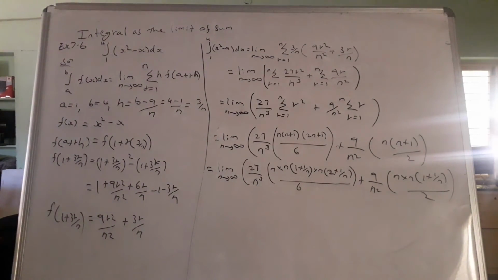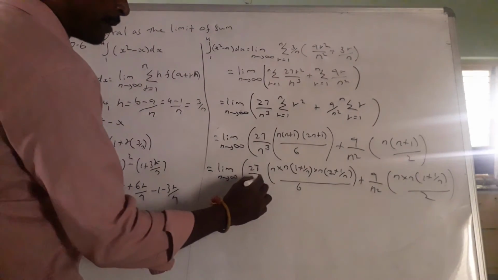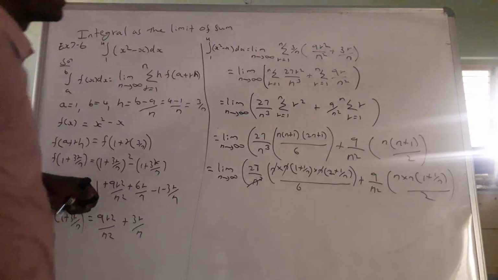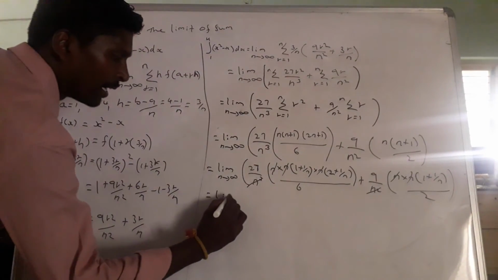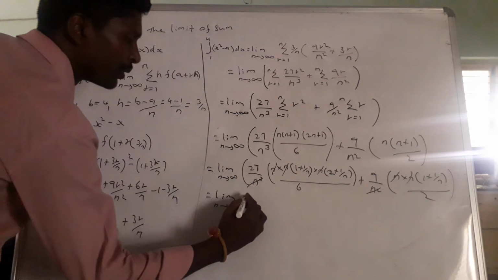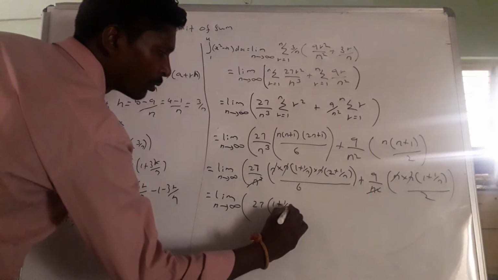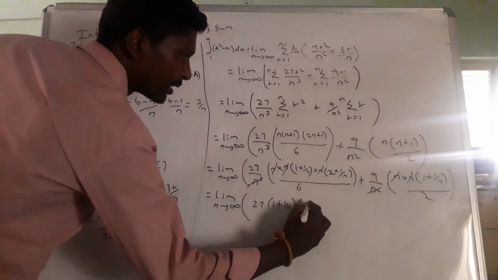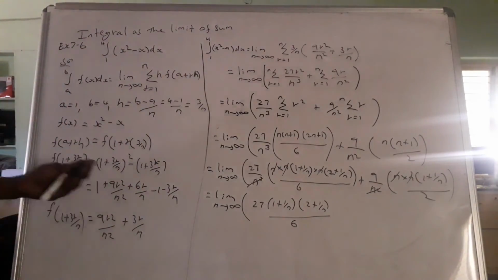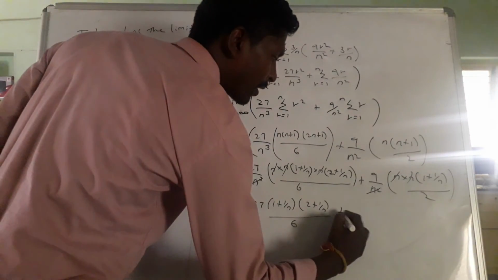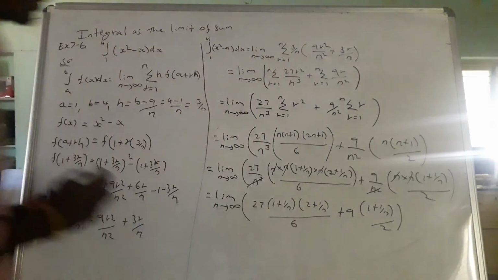So I am going to eliminate the n here as much as possible. Here n into n, eliminated by n cube. So n cube is eliminated by n, and n three times is there. The n square is eliminated by the 2n. And finally we have limit n tends to infinity of 27 into 1 plus 1 by n into 2 plus 1 by n by 6. I have to eliminate the 6 also, otherwise at last you can eliminate. Now we have plus 9 into 1 plus 1 by n by 2. So this is the final value.